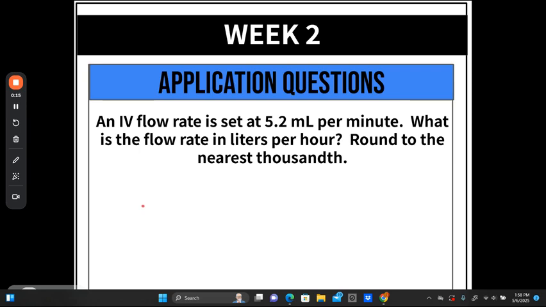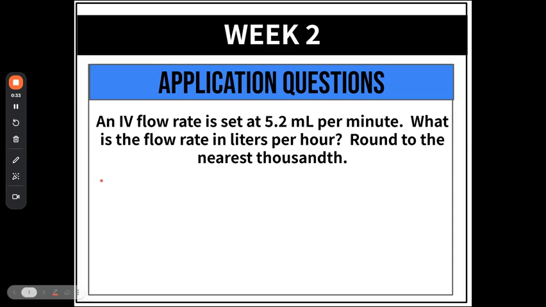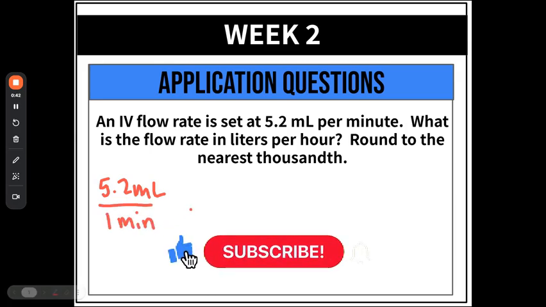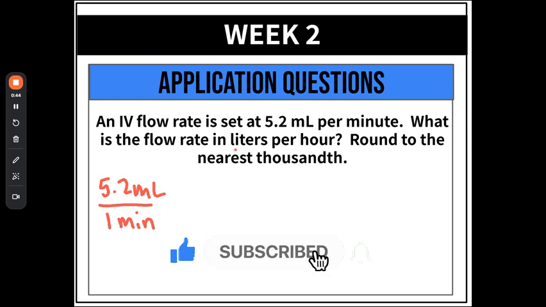An IV flow rate is set at 5.2 milliliters per minute. What is the flow rate in liters per hour? Round to the nearest thousandth. Okay, so let's get started with what we know. We have 5.2 milliliters per 1 minute. And our goal here is we want to get to liters per hour.